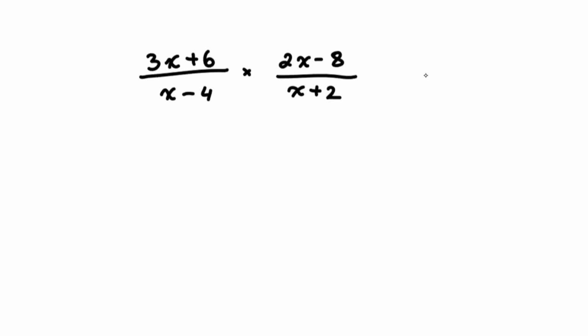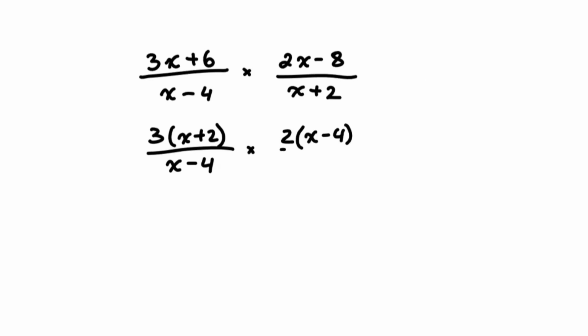Let's consider the following example. We're going to factor before we continue, since we have common factors that we can take out in both numerators. In the first one, we can common factor the 3 out, and we'll get x plus 2 over x minus 4. In the second one, we can common factor the 2 and get x minus 4 over x plus 2.